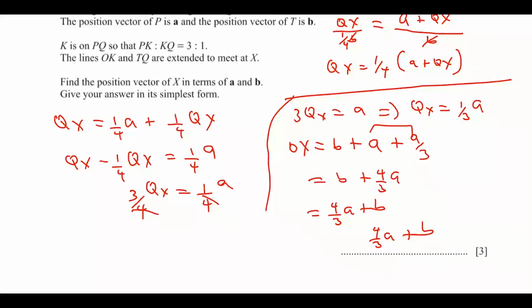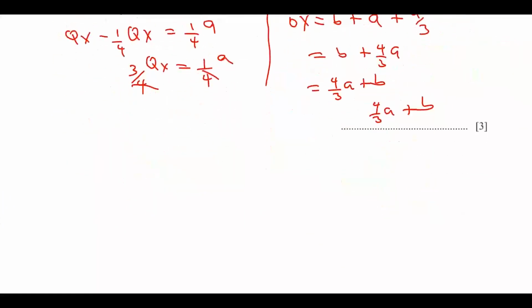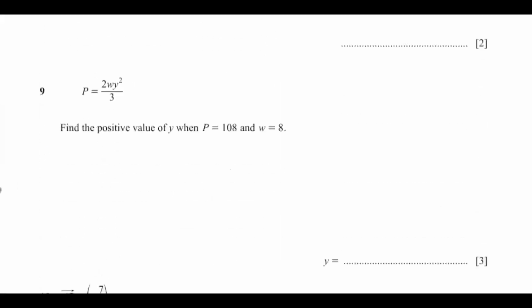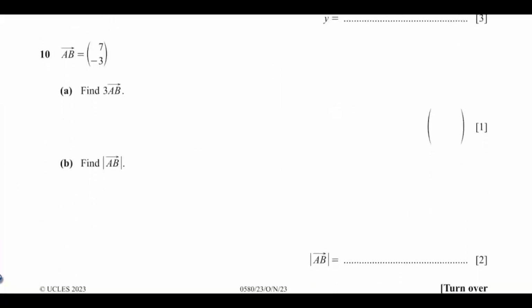So let's go to the last question. Here we are asked to find, let's scroll down. This is not the question. Yes, so this is the question. Question 10 of paper 058023, October/November 2023. We are given AB to be equal to this. So we have to find the value of 3AB.